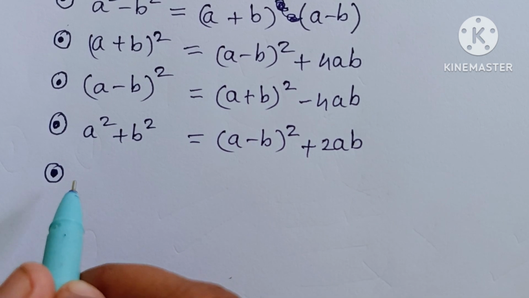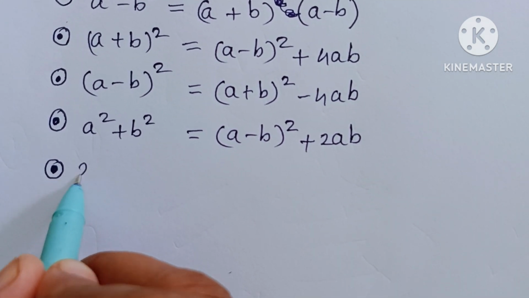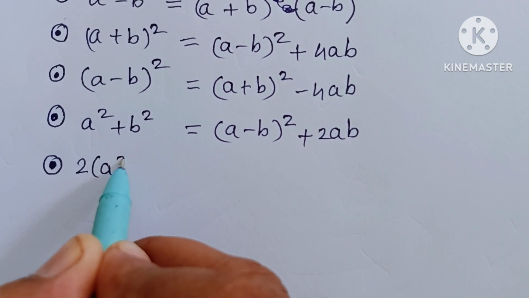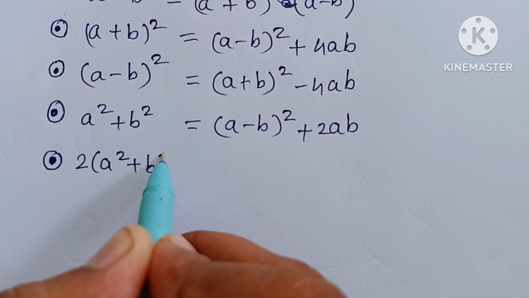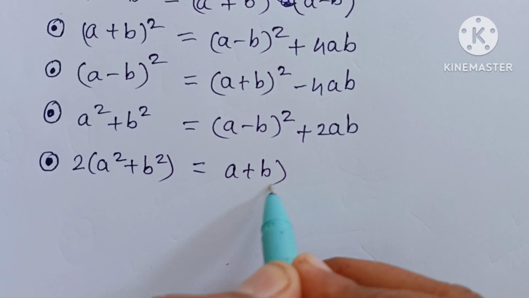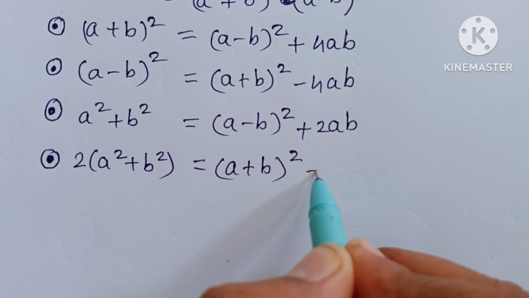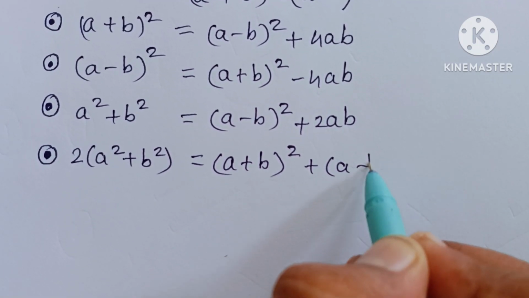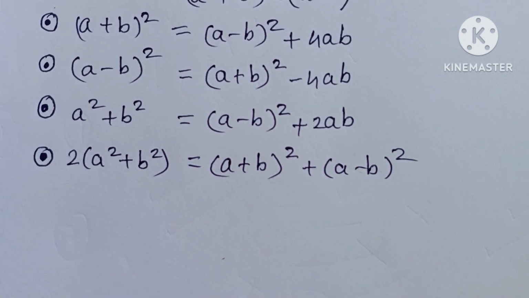Next identity: 2 times (a square plus b square) equals (a plus b) whole square plus (a minus b) whole square.